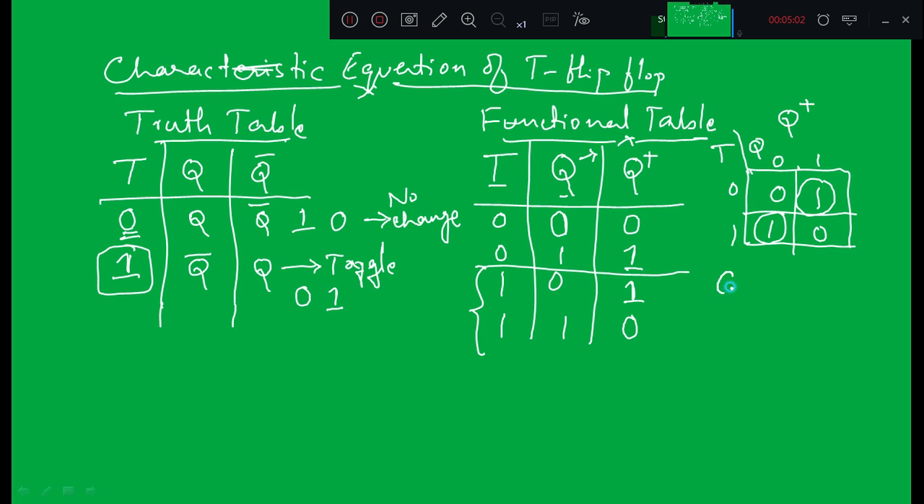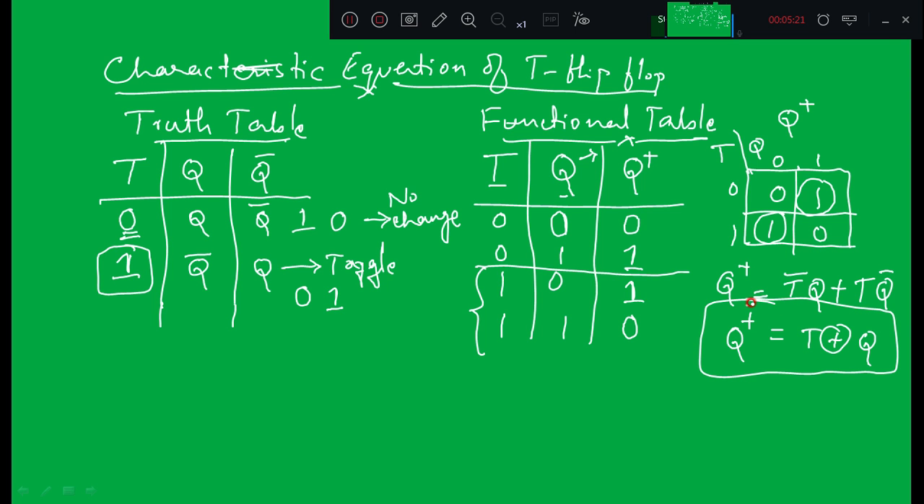So what will be the equation? What is the term for this one? It is equal to T bar Q, and for this it is T Q bar. So which is equal to T XOR Q, right? So this is the characteristic equation of T flip-flop, which is the XOR operation of T and Q. Okay. So this completes it. This is your homework answer.